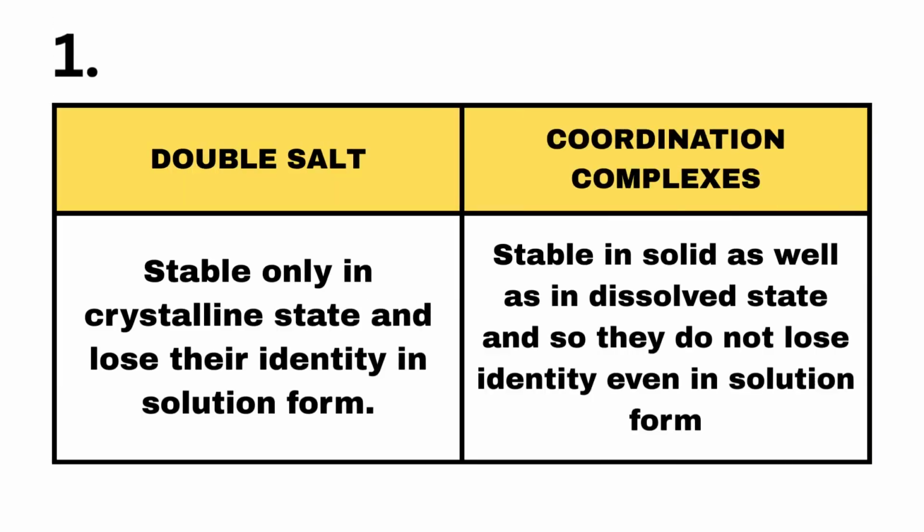Here's the first difference. Double salts are stable only in solid state and lose their identity when dissolved or made in solution form. Whereas, coordination complexes are stable in both solid as well as dissolved state.